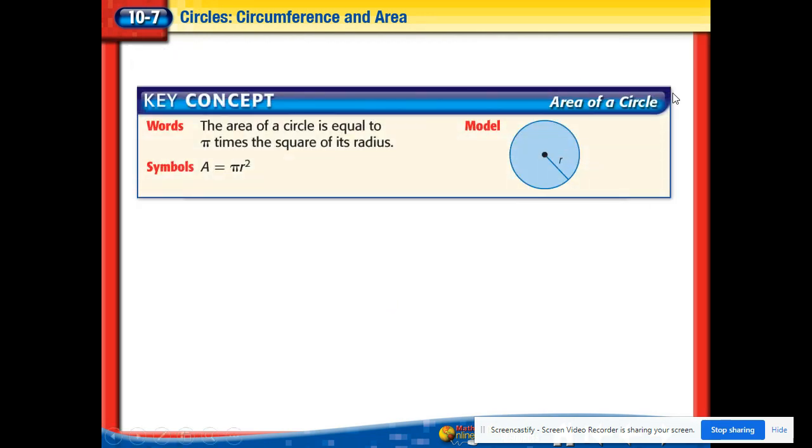All right, area of a circle. There's only one formula for this, pi r squared. Remember, r squared means r times r. It has to be the radius. It cannot be the diameter. It only is the radius. There's no diameter formula.